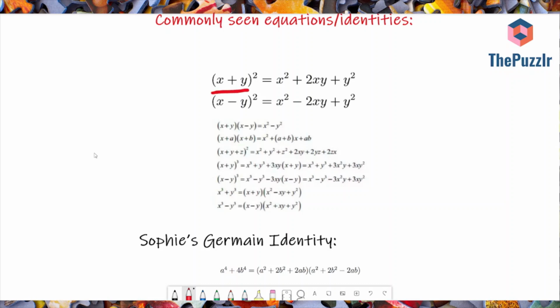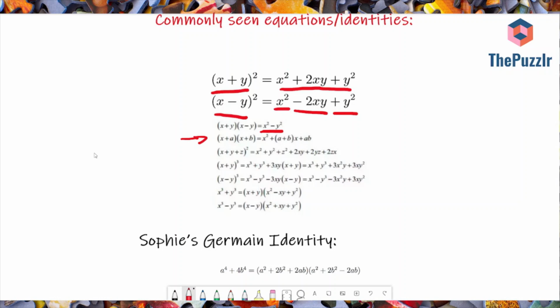x plus y squared, this is one of the more common ones. That's equal to x squared plus 2xy plus y squared. x minus y squared is equal to x squared minus 2xy plus y squared. Now we have x plus y times x minus y, known as the difference of squares, and that's equal to x squared minus y squared. Now, you don't need to memorize this next one; it's more like foiling it out.